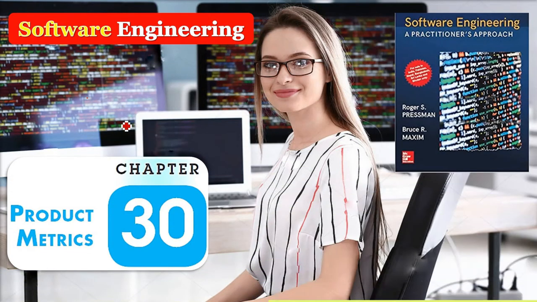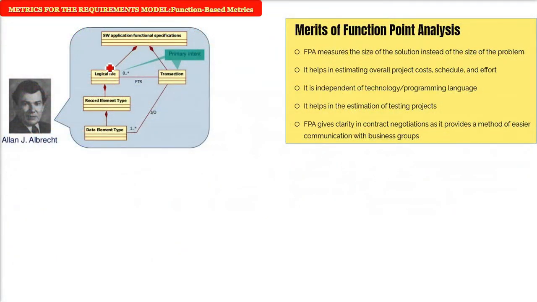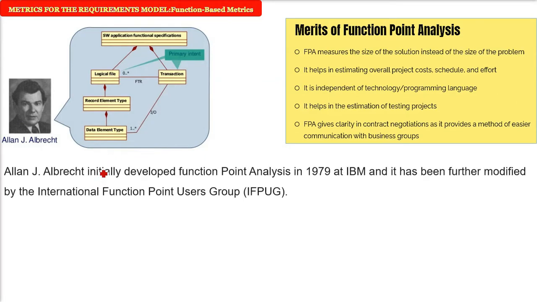In software engineering, we are discussing chapter number 30, product metrics: function point analysis, or function based metrics. Now you see here Mr. Allen, he developed this function point analysis in 1979 at IBM, and this was further modified by the International Function Points Users Group.